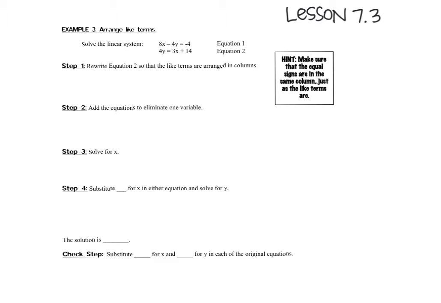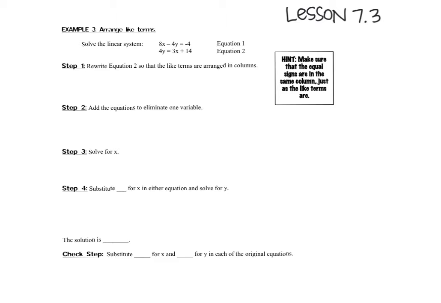So you could either eliminate x and solve for y first, or you could eliminate y and solve for x first, and then once you had one variable, plug it in. And we're going to continue practicing that. We're going to start today at example 3, and I'm going to add in something new where we might have to arrange the equations to line up.